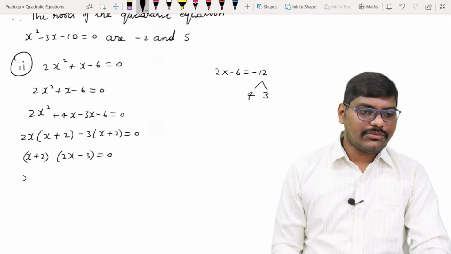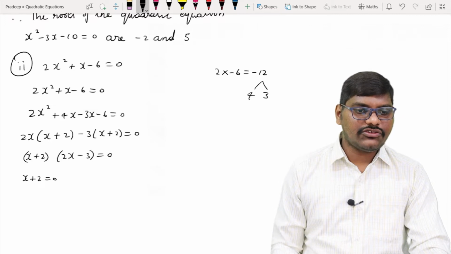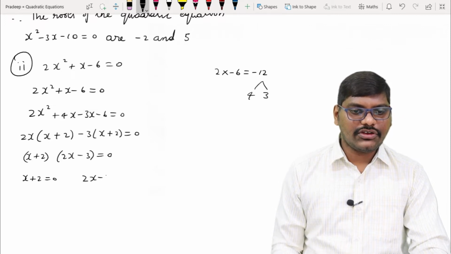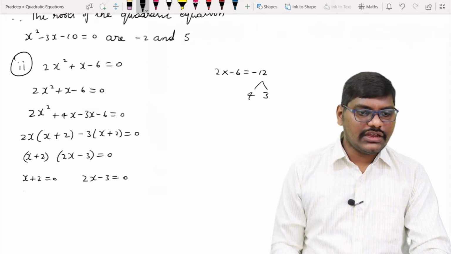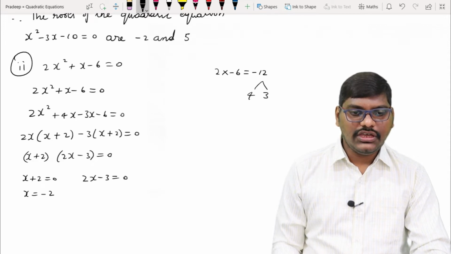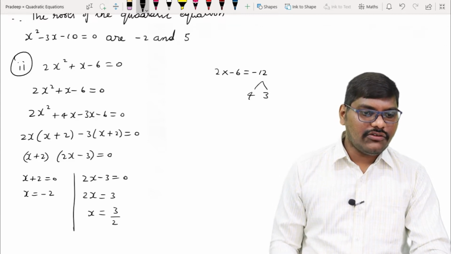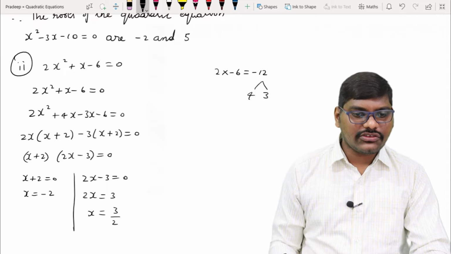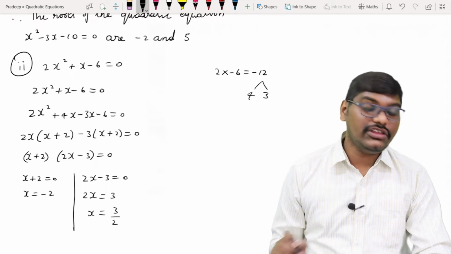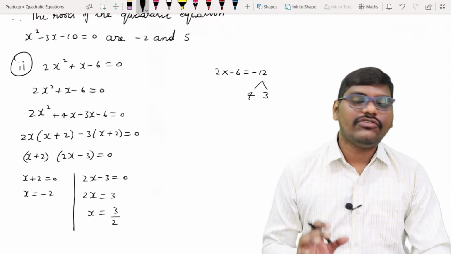If I separately equate these to 0, x plus 2 equal to 0 and 2x minus 3 equal to 0, and if I send the 2 to the other side, this becomes x equal to minus 2, and this is 2x equal to 3. Sending 2 to the other side again, this becomes 3 by 2. So we got one x value as -2 and another x value as 3 by 2. These are the two factors which we got for the given equation.